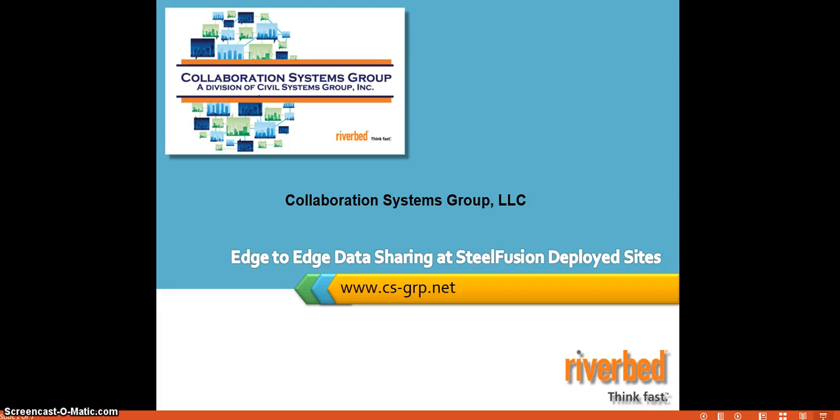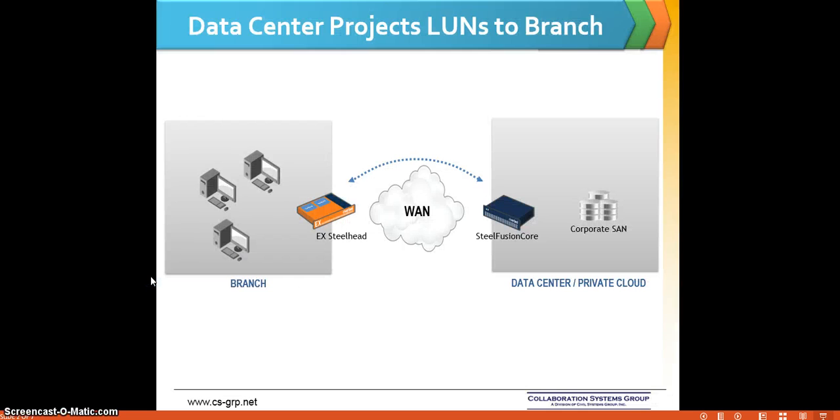Today we want to take a look at Riverbed's new SteelFusion and how we can still use SteelFusion if we need to share some project data with some additional remote office people. So SteelFusion has two modules to it, SteelFusion Core here at the data center and SteelFusion Edge, which is a disk partition on an EX series SteelHead at the branch office.